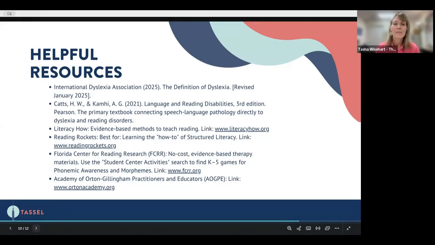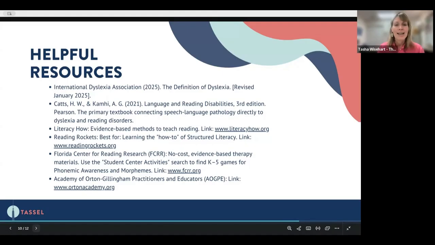And within the IDA definition, there can be that feeling, with our students, of some anxiety, because they know, oh, I have this difference. And so I think the IDA did a great job with the definition. That's what people in the IDA world have been talking about, the new, revised definition. So I would definitely check that out.